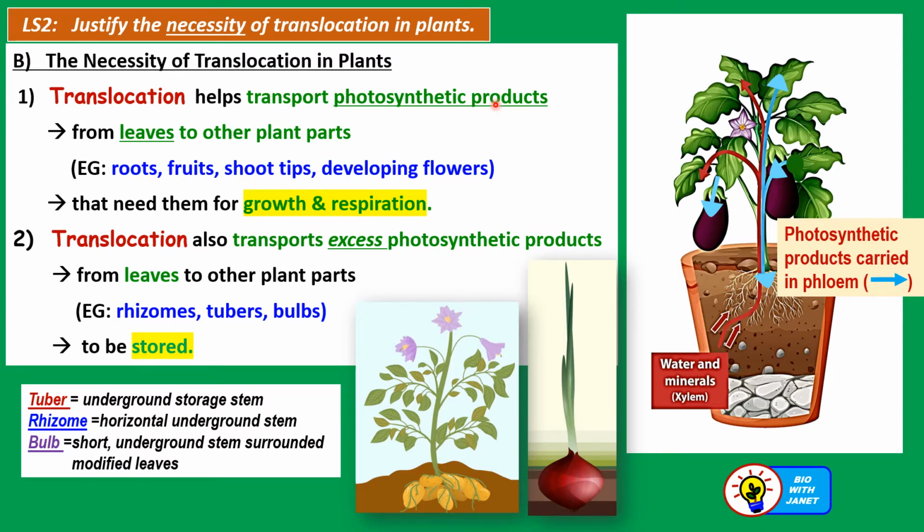So firstly, the first organic substance that's produced is glucose, and then from glucose, other products can be produced like sucrose, amino acids, and so forth. So all these have to be transported from leaves to other plant parts like roots, fruits, shoot tips, developing flowers that need them for respiration and for growth.